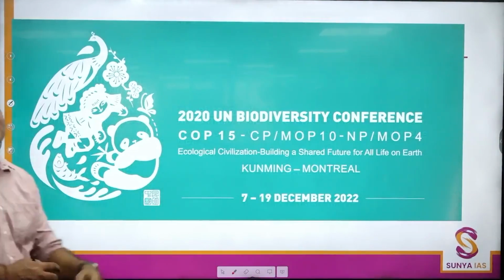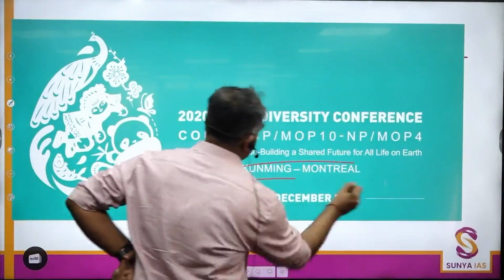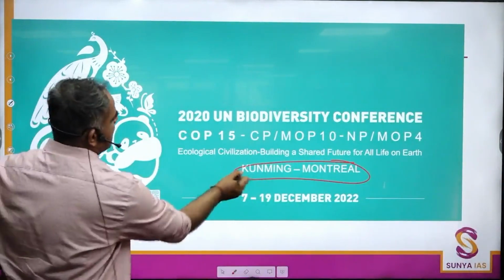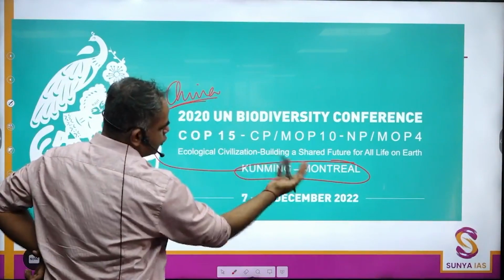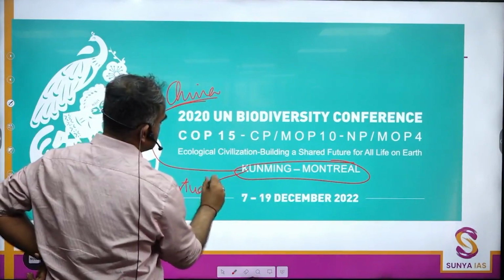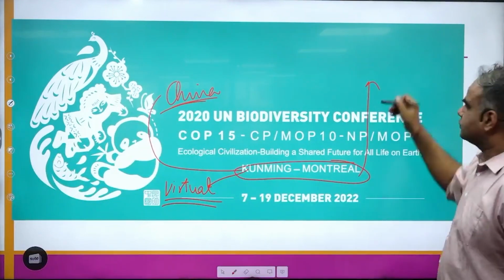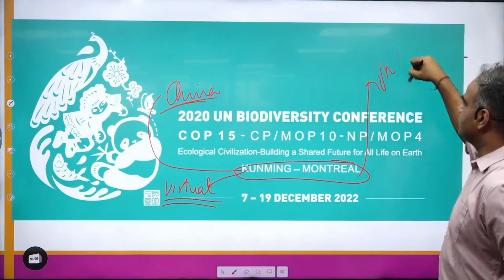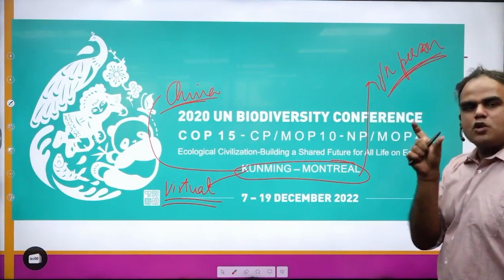Next is this COP 15. Now here you will see two terms, Kunming and Montreal. Kunming is a place in China, Montreal is in Canada. Why do you see two things? Kunming, here you had the virtual. In Montreal, what did you have? In person. So this is COP 15. COP means Conference of Parties.